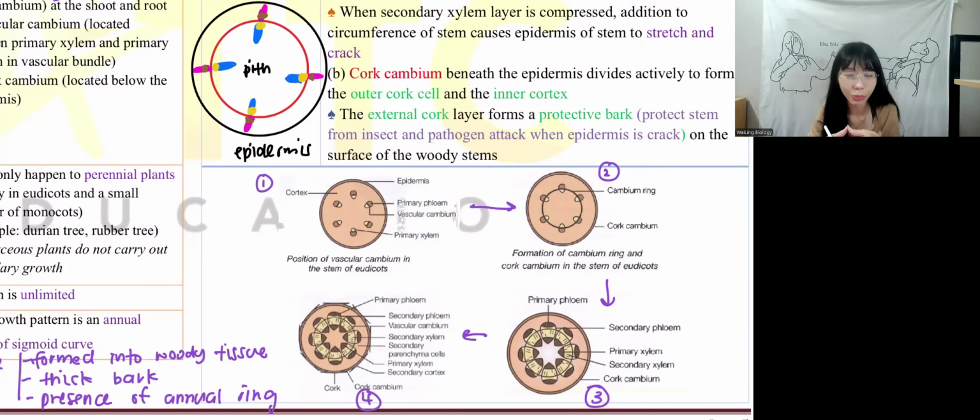Only a woody plant, which is a plant that undergoes secondary growth, will have a cork, which is the skin of the plant. Only a woody plant. A non-woody plant doesn't have a cork. You will never see cork in a non-woody plant. Examples are the banana tree and the papaya tree.